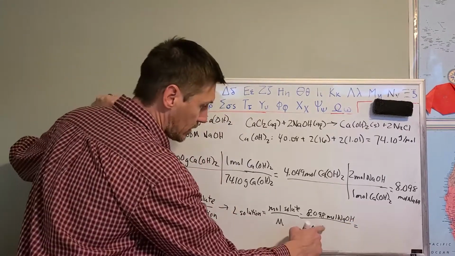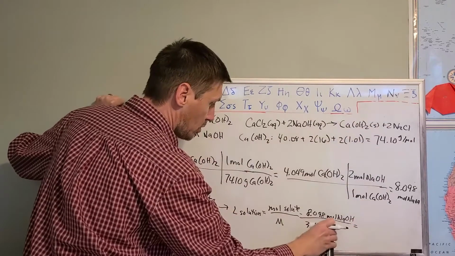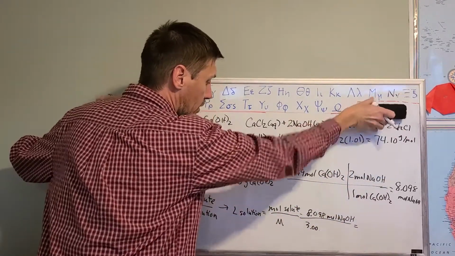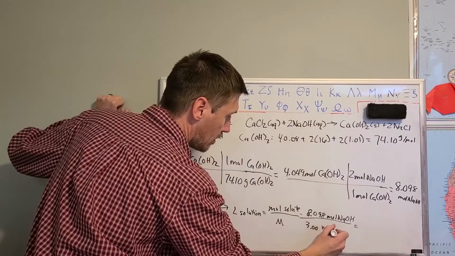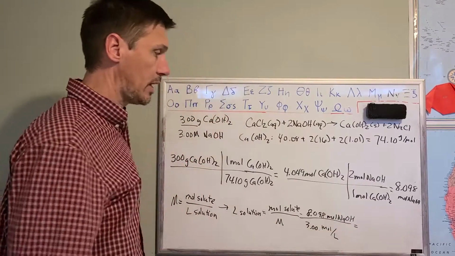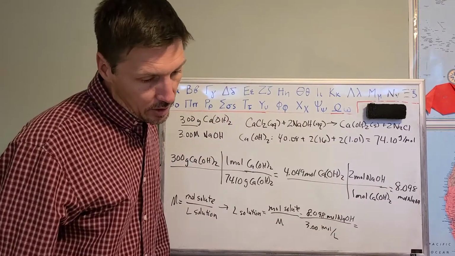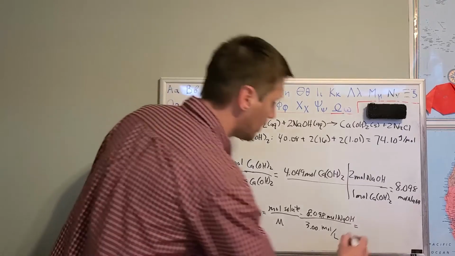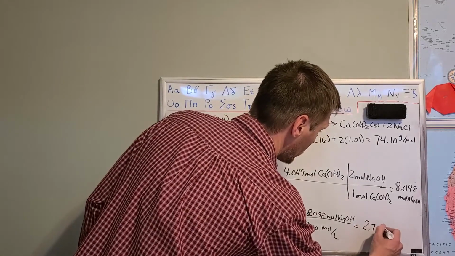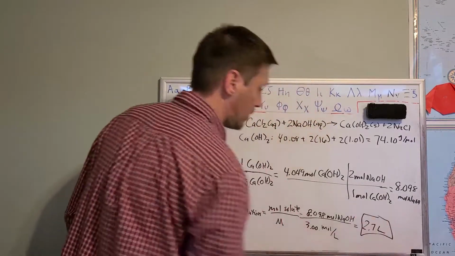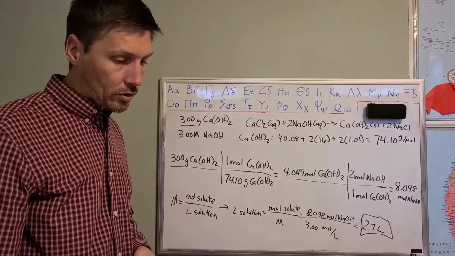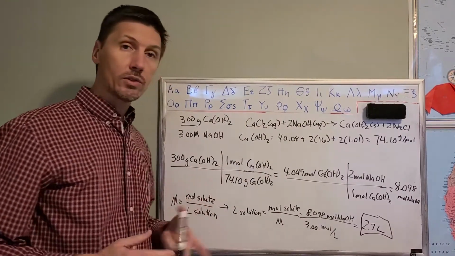And remember, we could rewrite that unit as moles per liter. That way we see that indeed our moles are going to cancel out, leaving us with the unit of liters. And so we're left with 2.7 liters. That's our final answer. Okay? So that is how we would use molarity and stoichiometry.